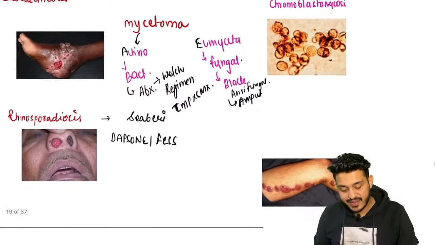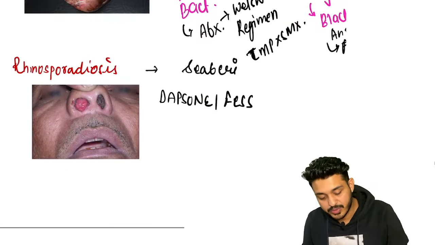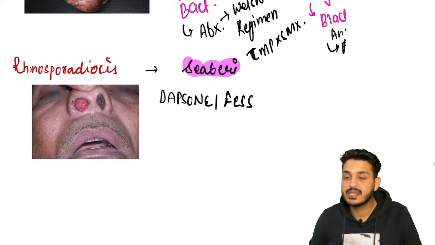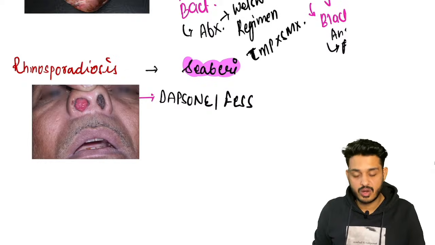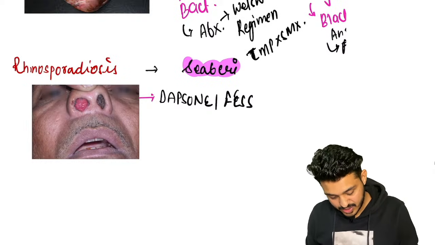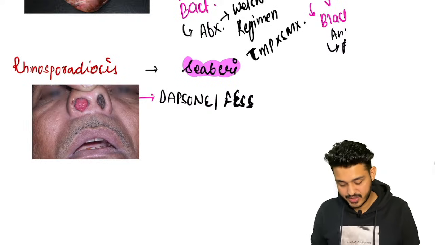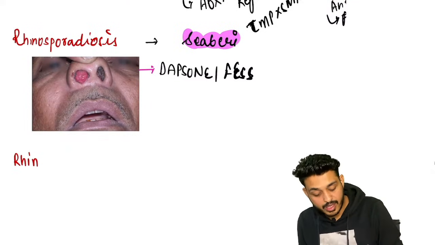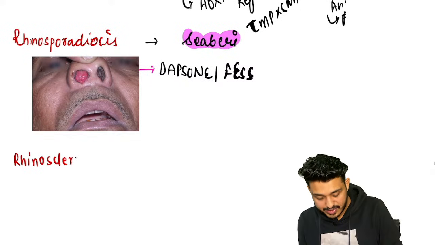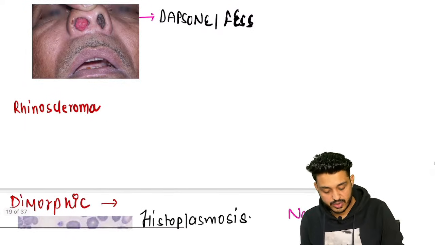The next one we have is rhinosporidiosis. This is due to Rhinosporidium seeberi, and the treatment is dapsone. You can give dapsone, or you can do surgery. That surgery is known as functional endoscopic sinus surgery. You can also have rhinoscleroma. What is rhinoscleroma?